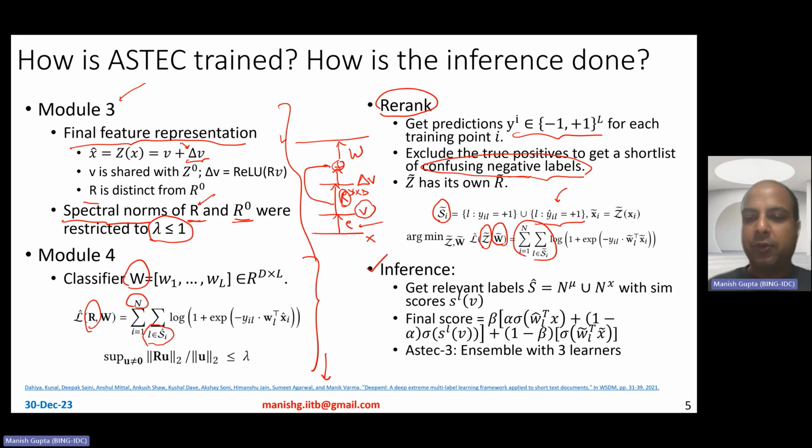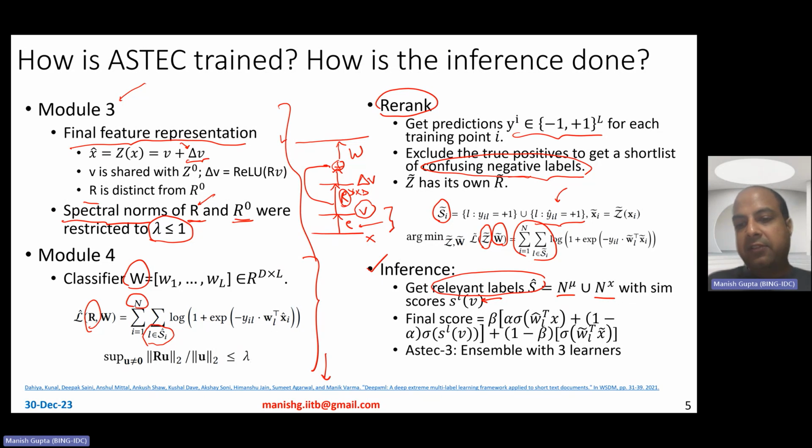So what happens at inference time? You get a data instance. You create a V out of it by passing it through the embedding layer. Of course you get a bag of words representation to the embedding layer, and then you get a V out of it, and then you look up into your two approximate nearest neighbor search indexes. Of course, you have to keep them in RAM, right? And they give you a set of relevant labels, S hat.